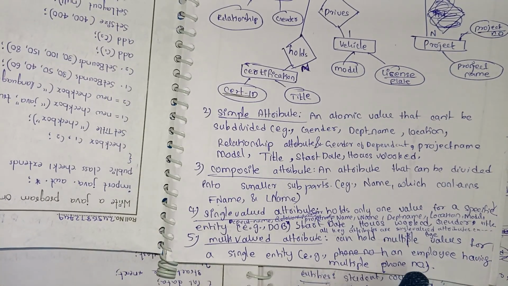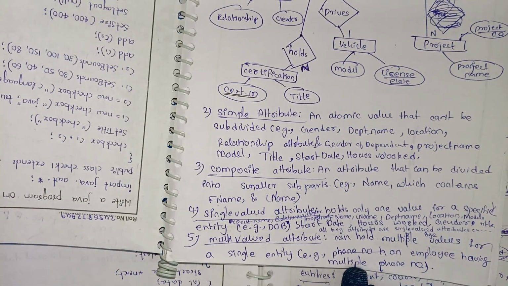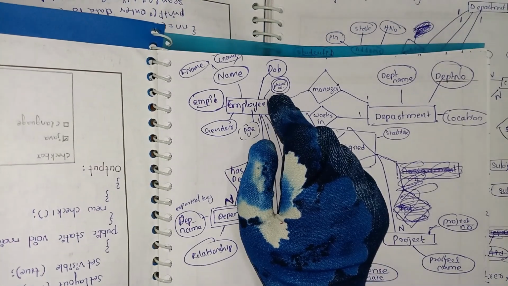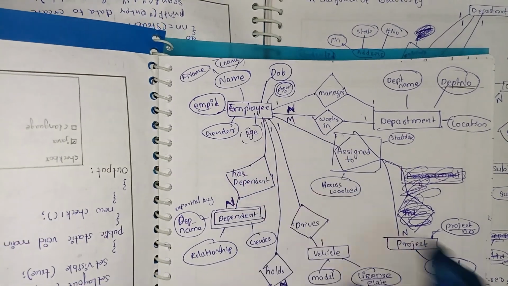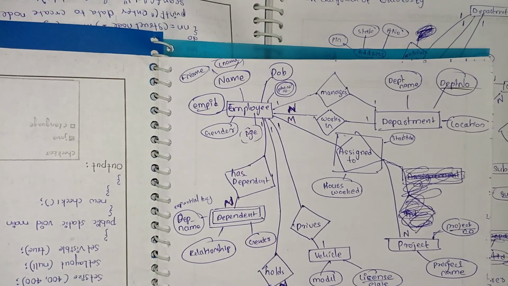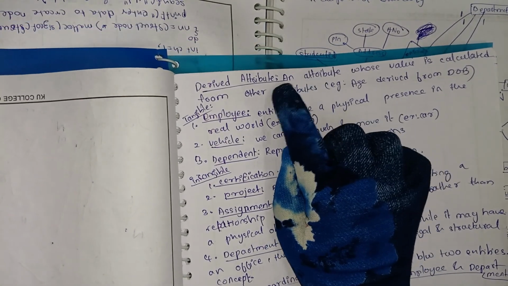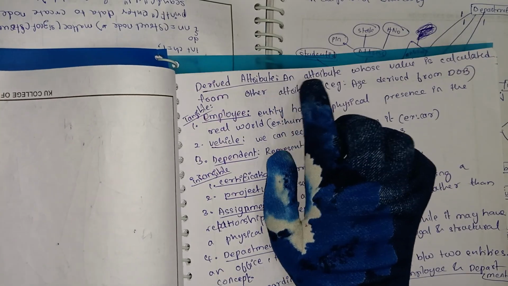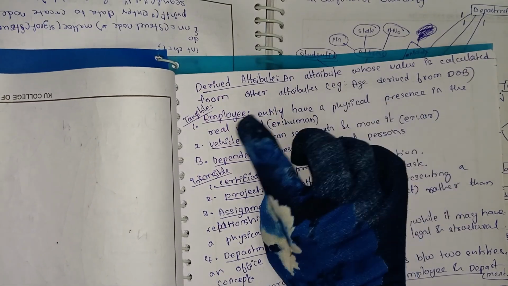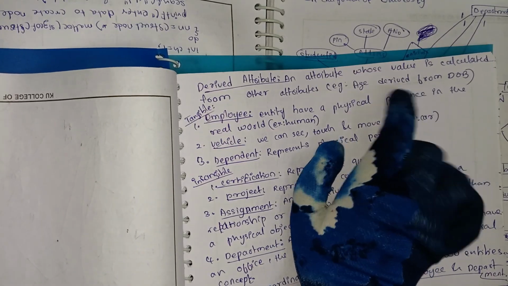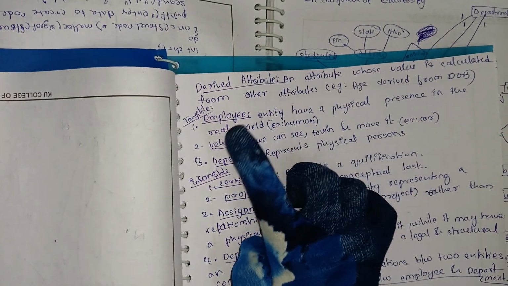And here, an employee having multiple phone numbers is a multi-valued attribute, which is represented by a double oval. And then derived attributes: an attribute whose value is calculated from other attributes. Example, age derived from date of birth for an employee.